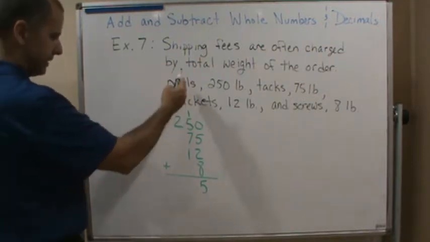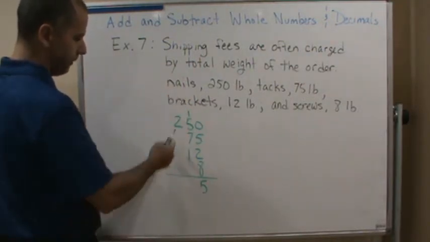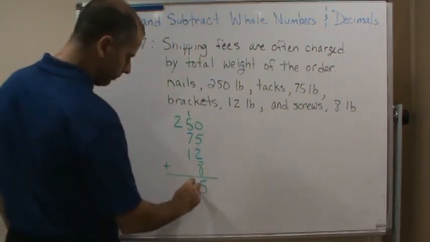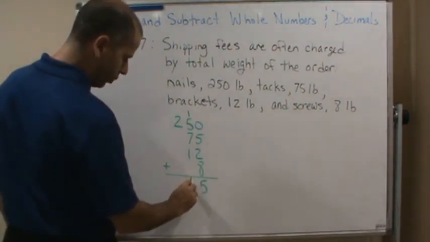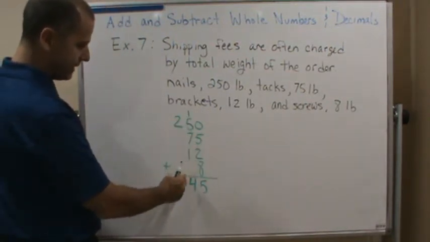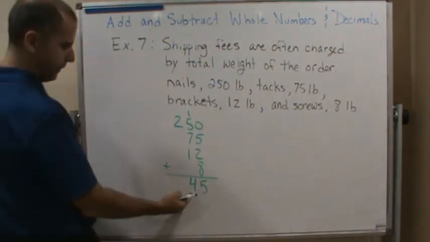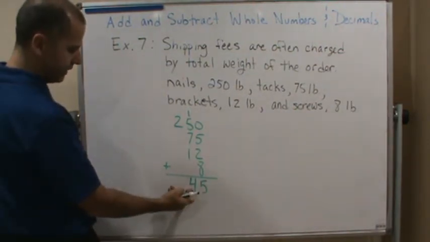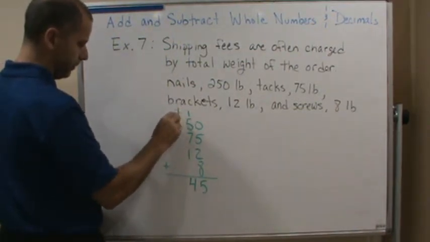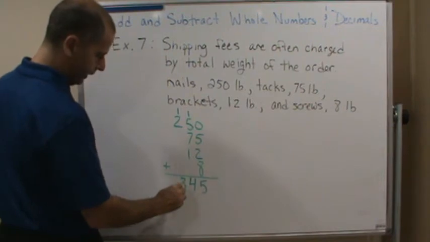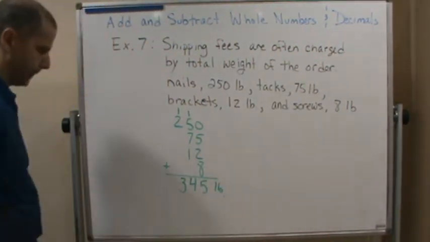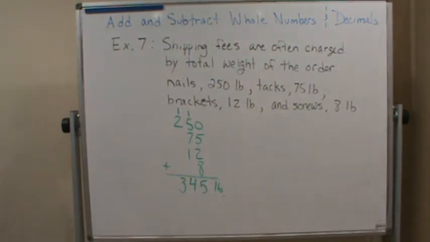Now I'm going to add the tens column, and I get 14. I can't fit 14 in here, so I'm going to put the 4 down here because I'm adding the tens. Now where does that extra 10 go? The 10 goes to the next column. And so I add down and I get 3. So the answer is 345 pounds is the total weight.